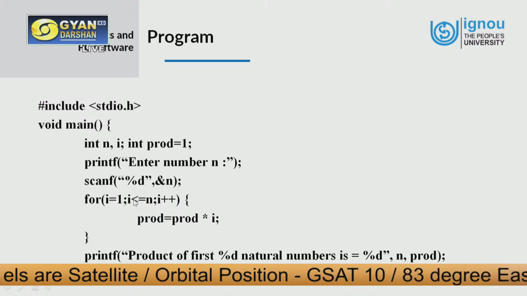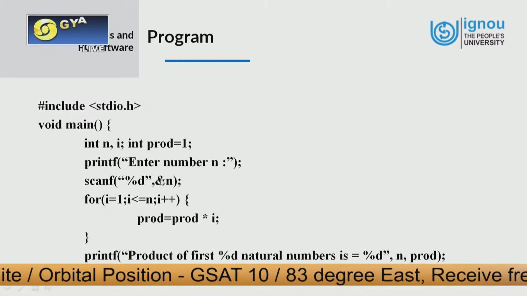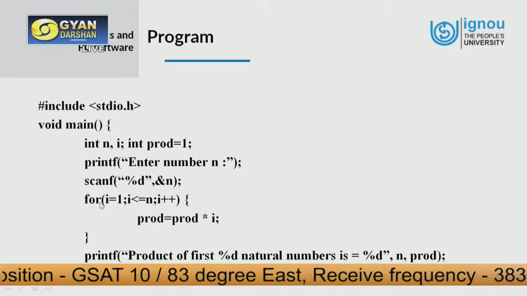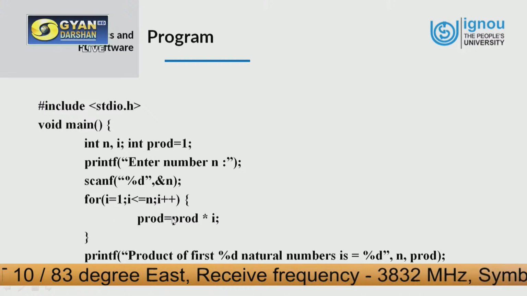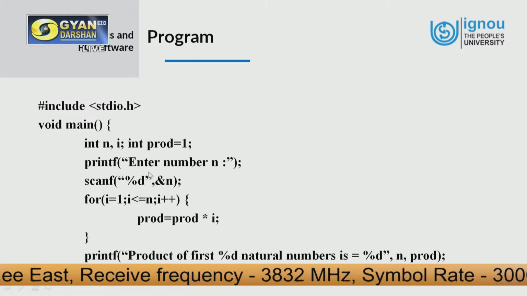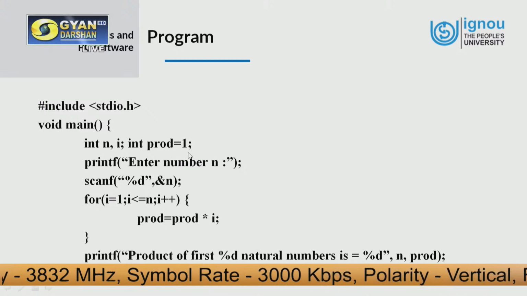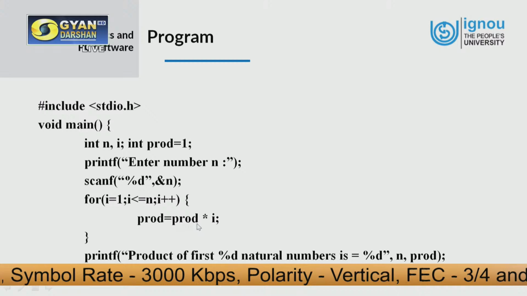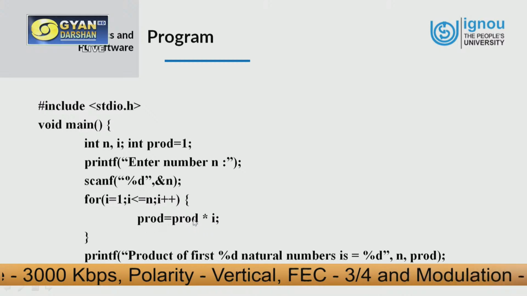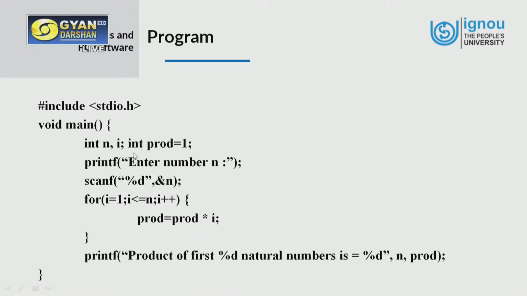N is 5, then this particular loop will be executed at least 5 times, and it will be multiplying the value into the product which was initialized to 1. Remember, when you are multiplying, you initialize to 1, otherwise the product will always remain 0. And one more caution here is that ultimately these are fixed point numbers.